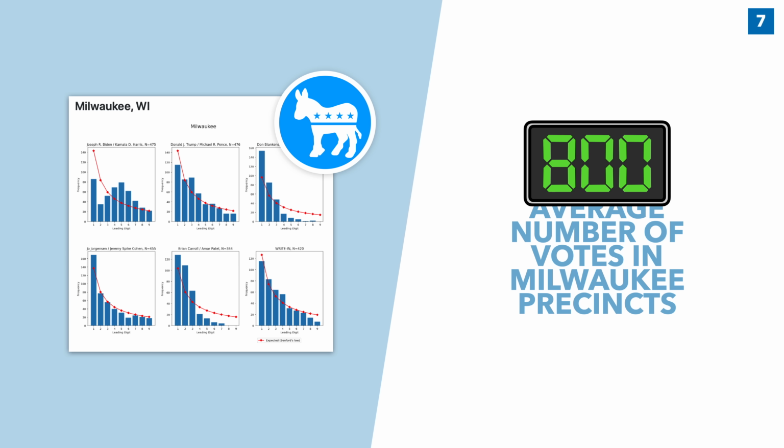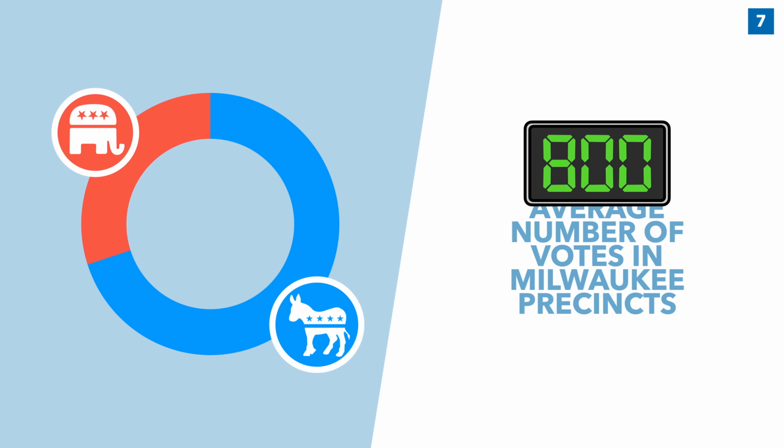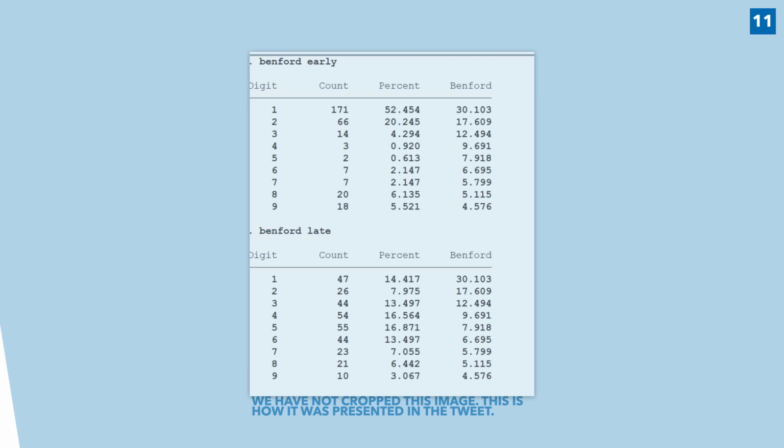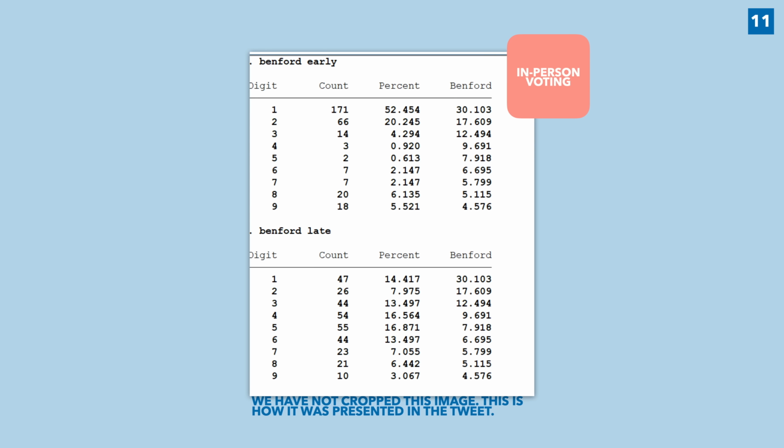As the average precinct size is around 800, of course when a candidate's getting a high proportion of votes, as Biden was, these leading digits will be in the 4, 5, 6 range, and many even higher. In early reporting, presumably votes cast in person, the source shows a much greater proportion of 1s and 2s.